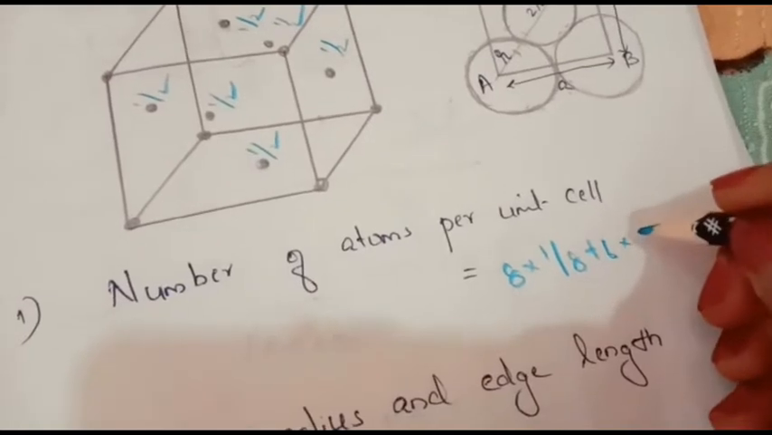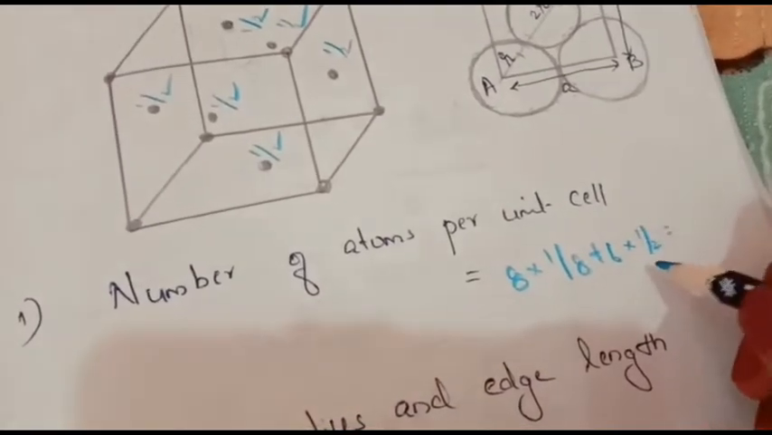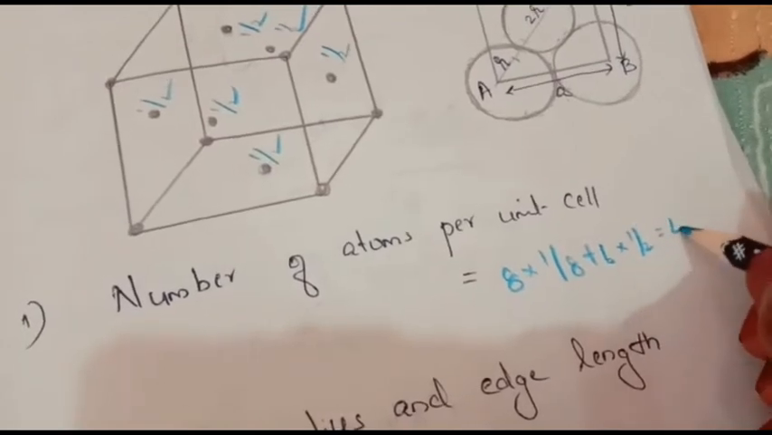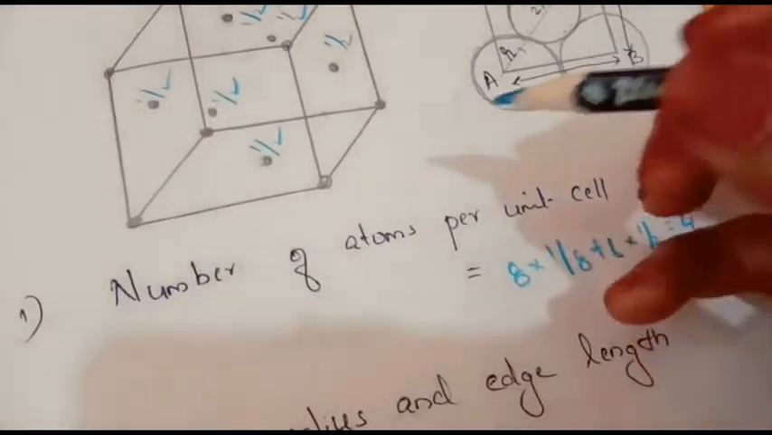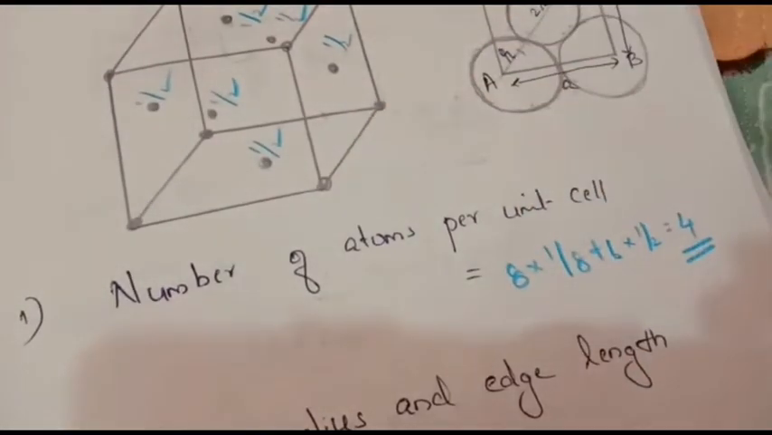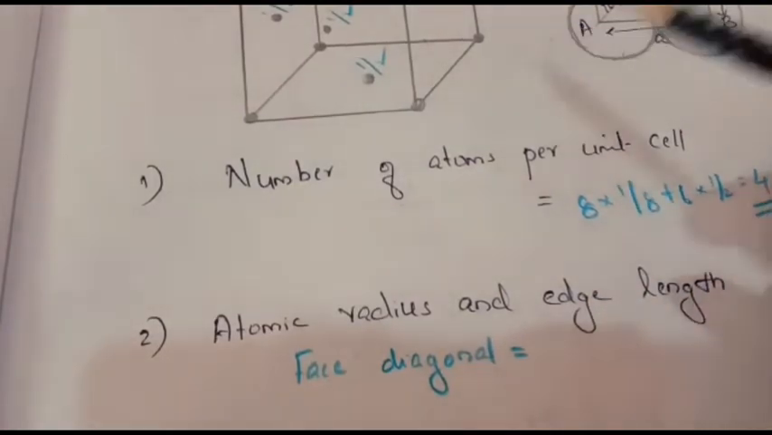So each face atom will contribute half. Total how much? 6 into 1 by 2 is 3. 3 plus 1 is 4. So total 4 is the number of atoms per unit cell in a face-centered cube. Next is atomic radius and edge length of face-centered cube.